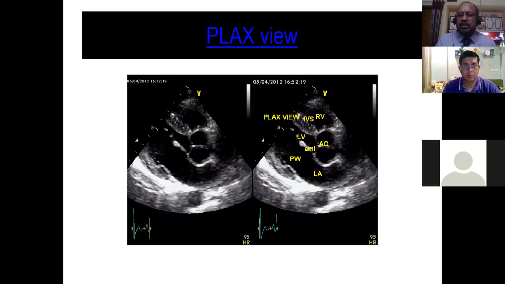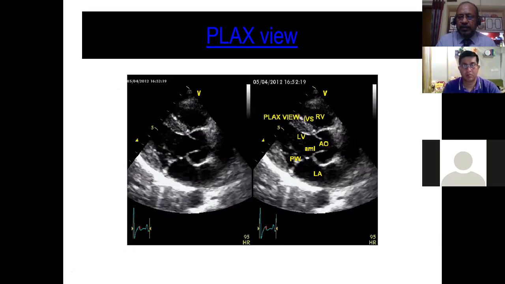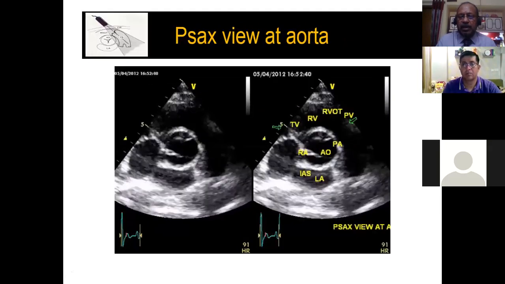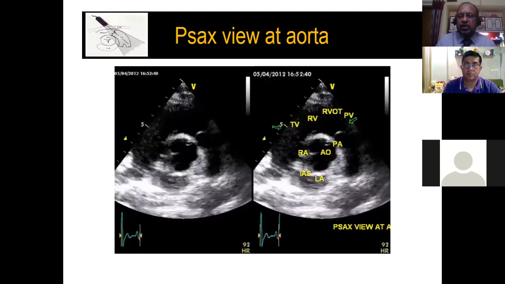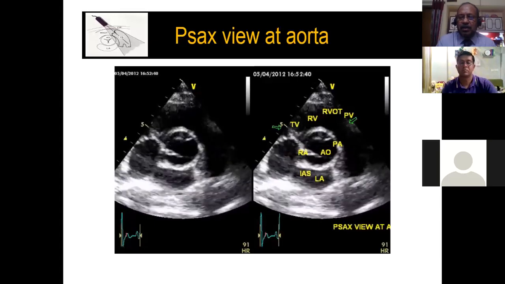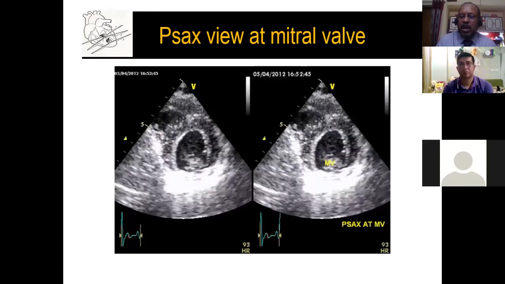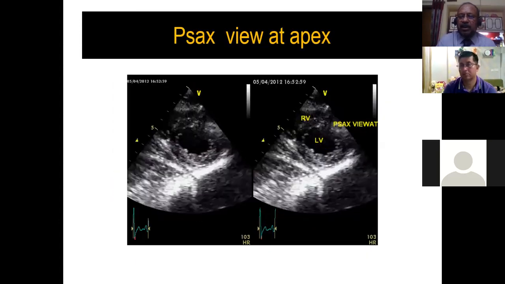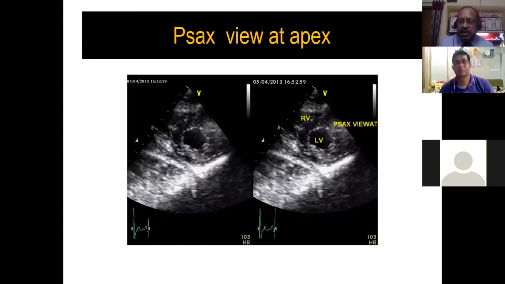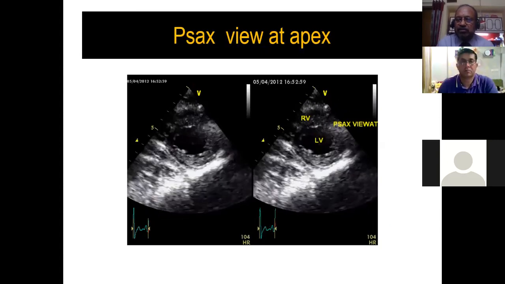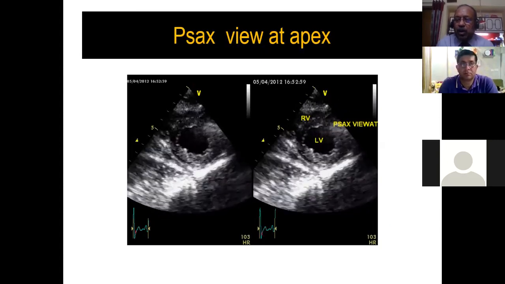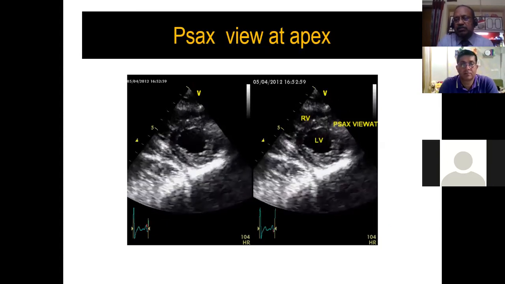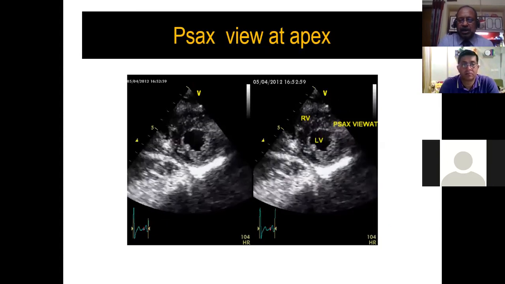This is parasternal long axis view. Then comes RV RA inflow view. Then comes parasternal short axis view at aorta. Then comes mitral valve. Then comes papillary muscle, and finally the apex. And these 6 views, one will become proficient. It will not take more than 1 minute to look, see, and analyze these 6 views in our day-to-day practice.